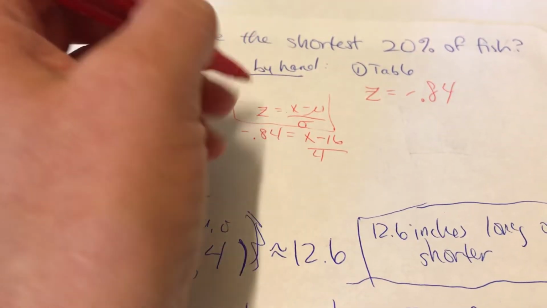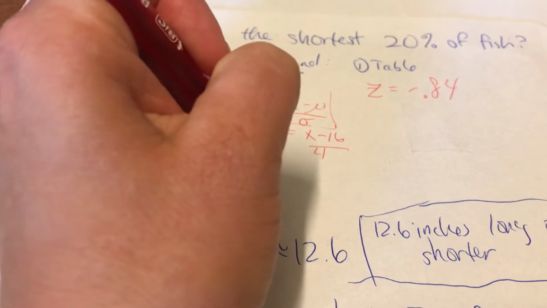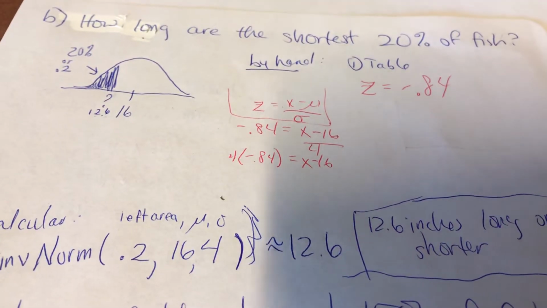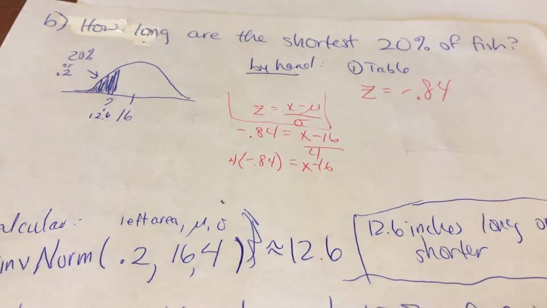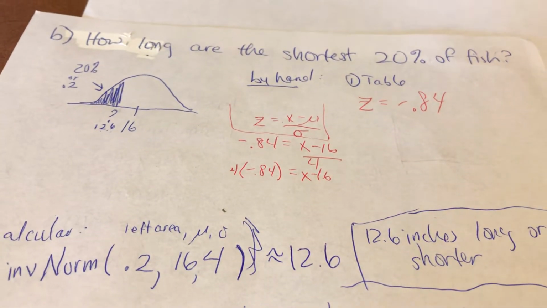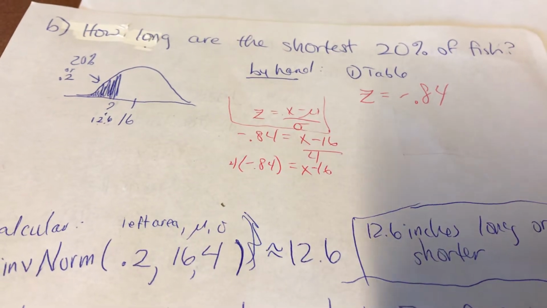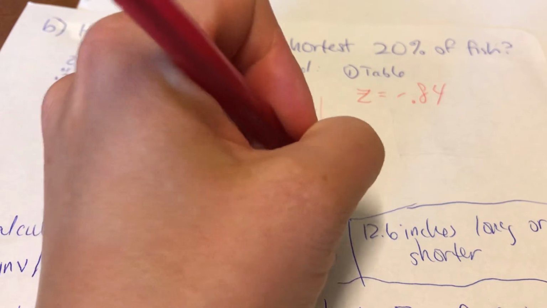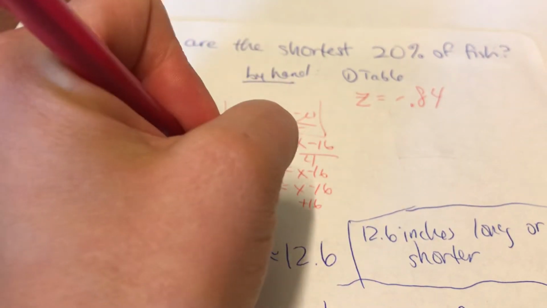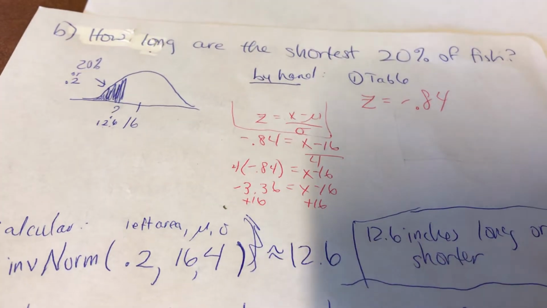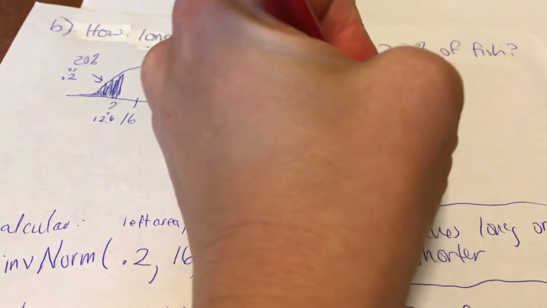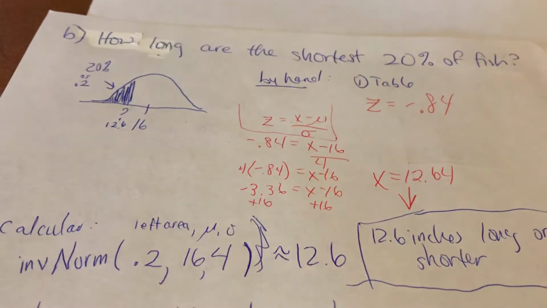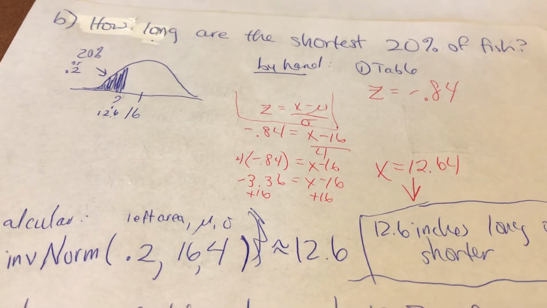We multiply the 4 to the other side, and I'm going to cheat and use my calculator. On a test, if I really wanted you to not have a calculator, I wouldn't give you numbers that were this messy. Negative 3.36 equals x minus 16. Add the 16 over, and we get x equals 12.64, which, hey, matches the 12.6 we got from the calculator.